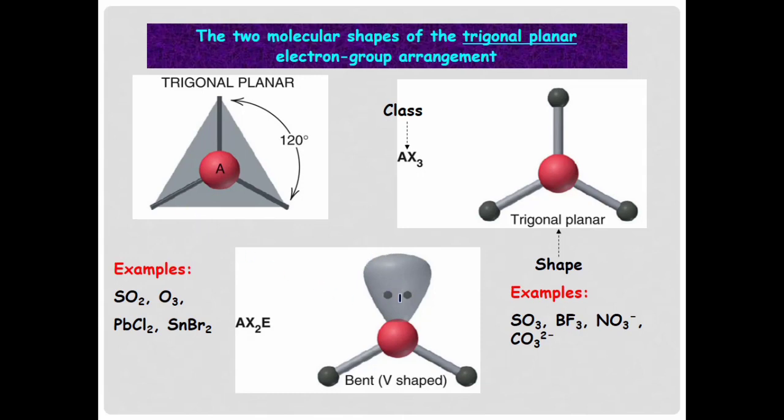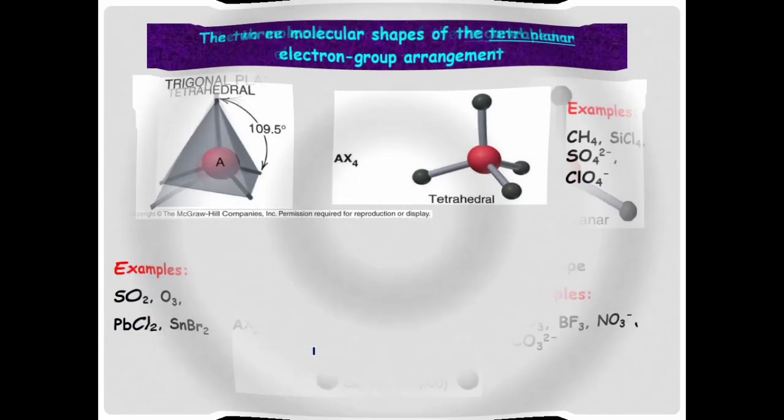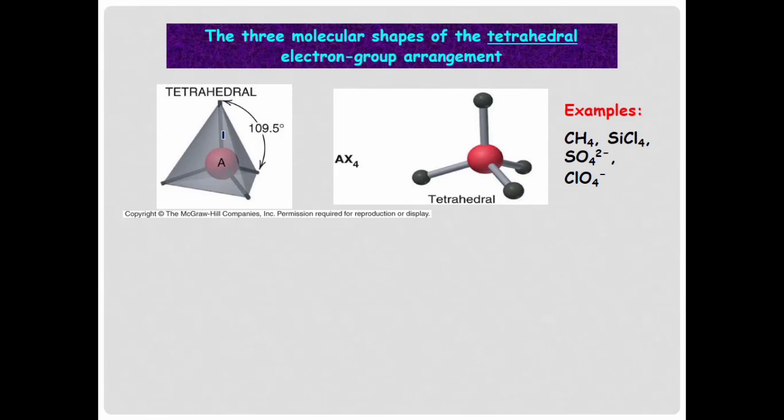So now the shape is bent or V shape. Okay, the angle of this molecule is not 120 degrees but less than it, because the lone pair repels the bonding pair, and the shape is bent or V shape with an angle less than 120 degrees. The symbol is AX2E.